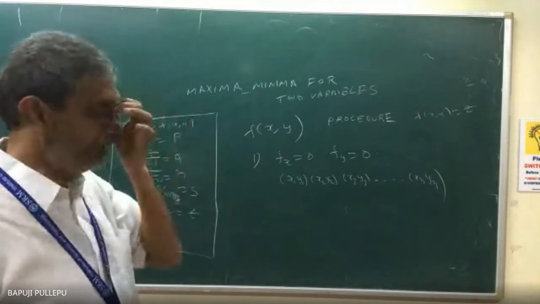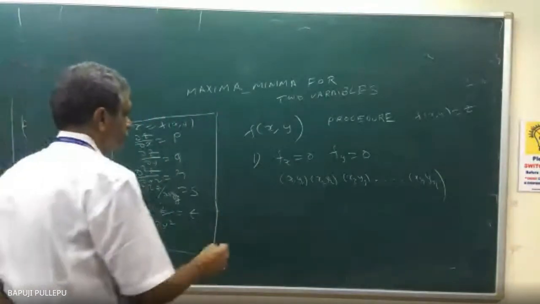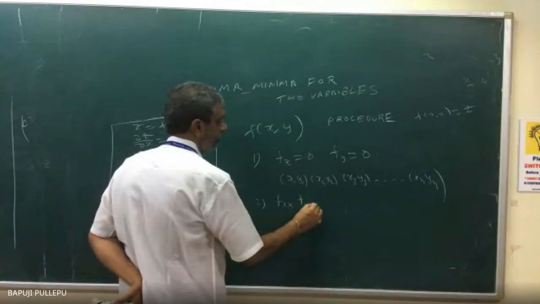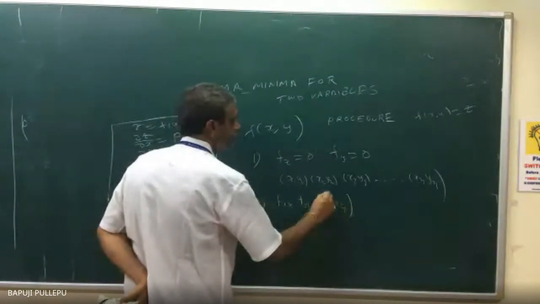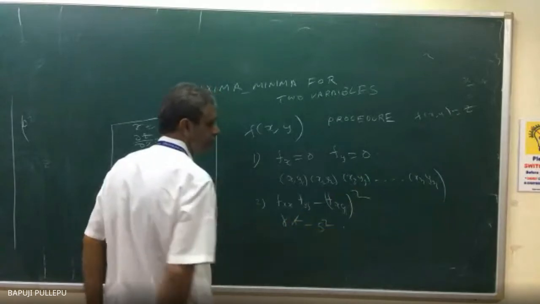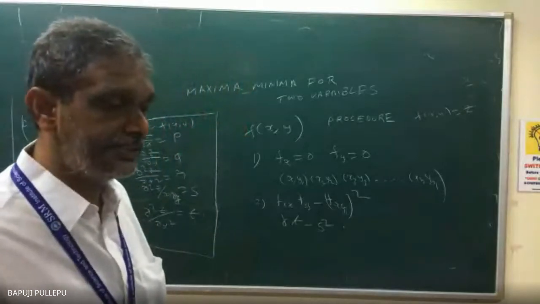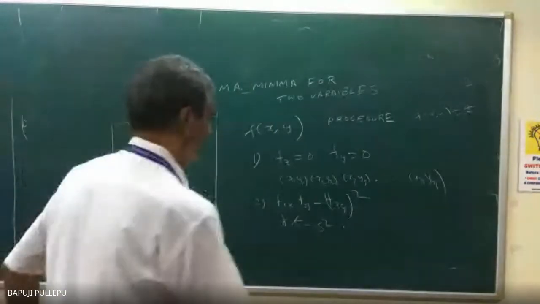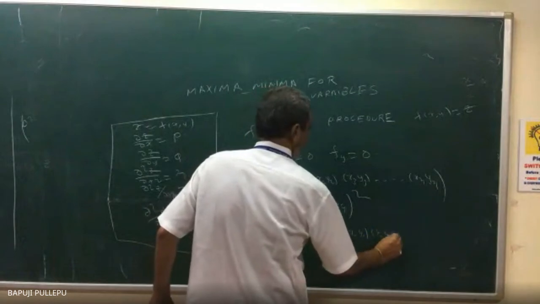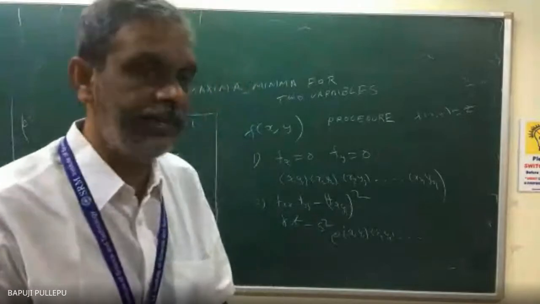Now, first step is what? Find fx, fy equal to 0, you will get a bunch of points. Then you can find fxx, fyy minus fxy whole square. This I can call rt minus s square. Are you agree? Prepare RT minus S square at these all points, one by one, all points you can substitute it. Clear?